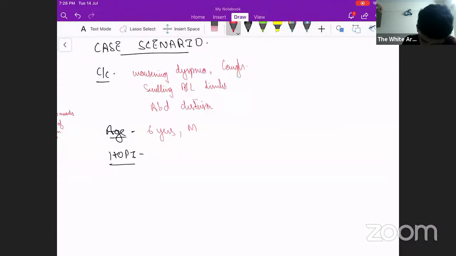I like to mention the duration. So swelling of bilateral limbs came first. This has been present since 1 week. It was followed by this since 4 days, and these two have been present since 3 days. Okay, so this is how it is. So what do you like to ask?